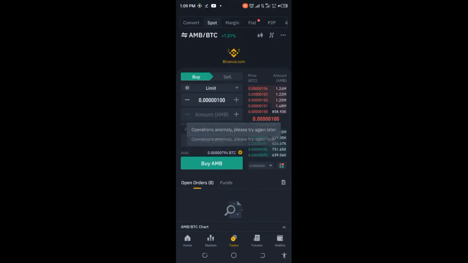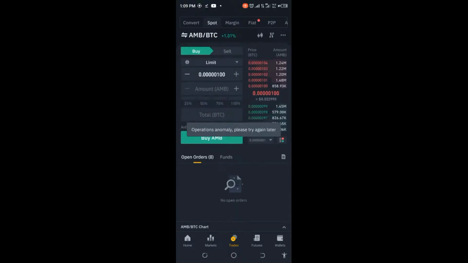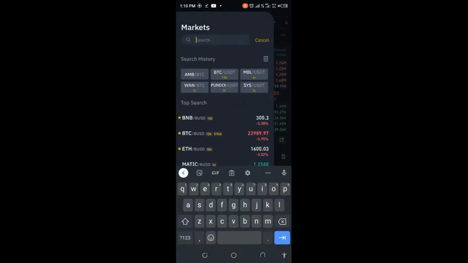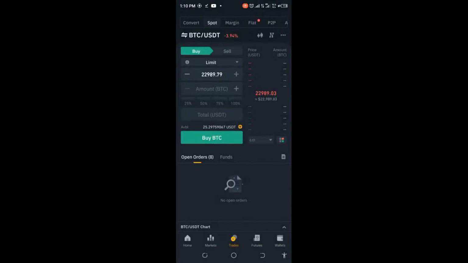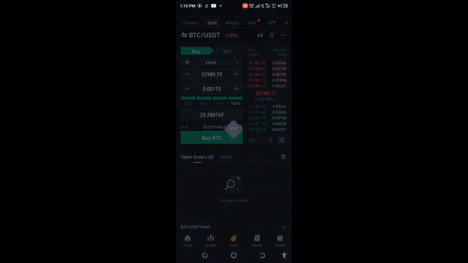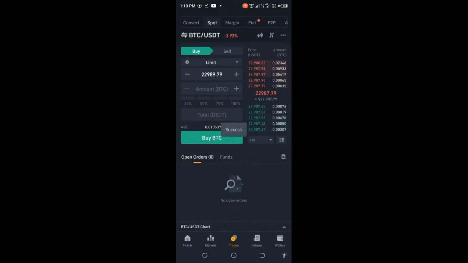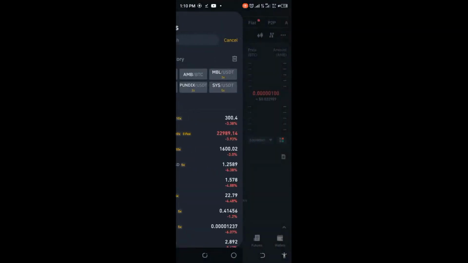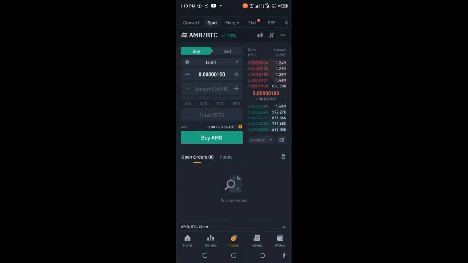Okay, so let me just make sure I check this out. Let's go ahead and try to get some BTC. We have to get BTC USDT. Let's get that. What we want to do now is buy 100% of that, and we just buy that immediately. So we've done that. We go back to AMB BTC, and then we go ahead and purchase that.